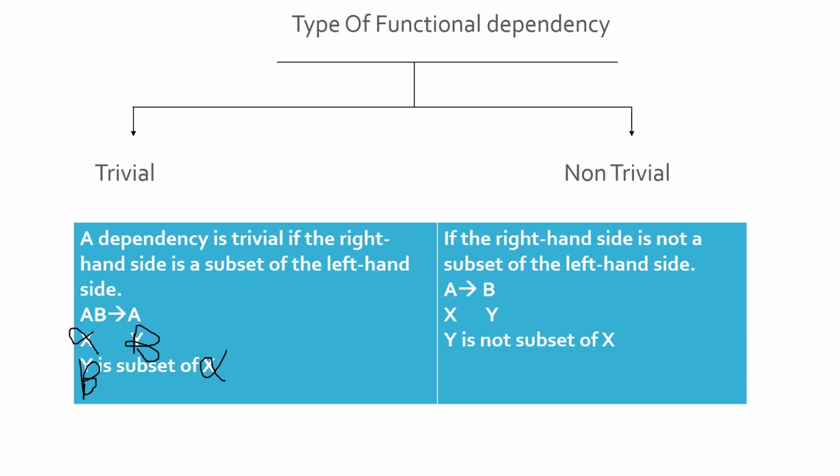In a non-trivial functional dependency, the right hand side is not a subset of the left hand side. Just like in this example, let's say it is alpha and it is beta. So beta is not a subset of alpha. Therefore, it is not a trivial functional dependency.